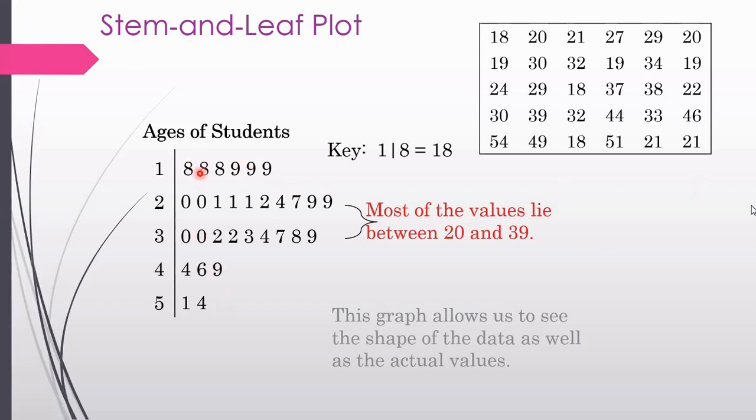So 3 18s are there. This is 18, this is 18, this is another 18. So 18, 18, 18, then 19, 19, 19, 20, 20, then 21, 21, 21. Similarly, 29s are 2 times. Then 30s are 2 times. 32 are 2 times. 33 is 1 time. 34 is 1 time. Similarly, you can look at how many times each and every observation occurred.